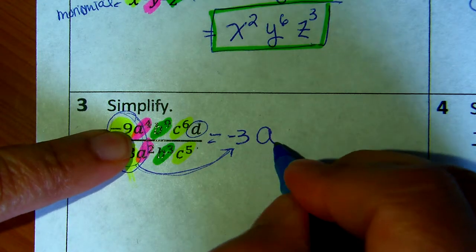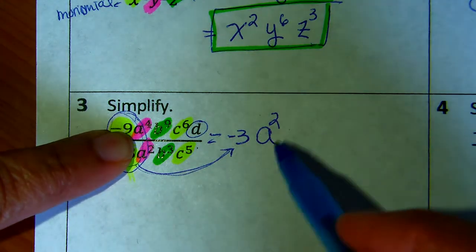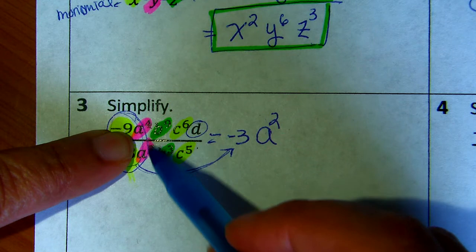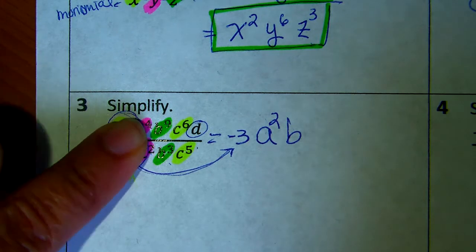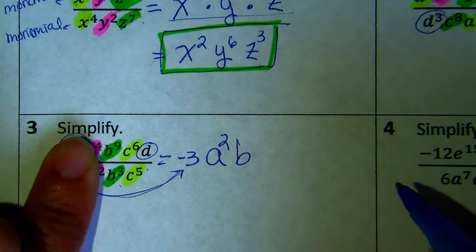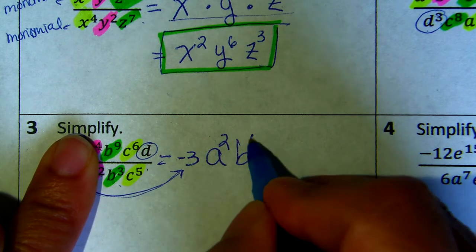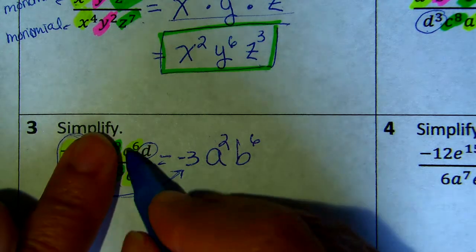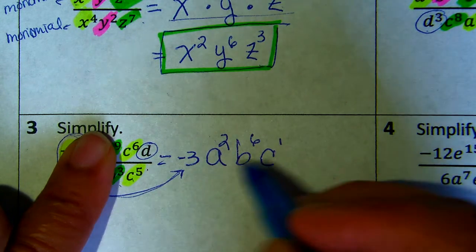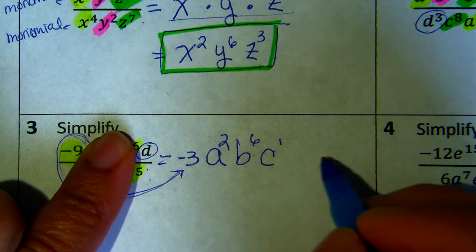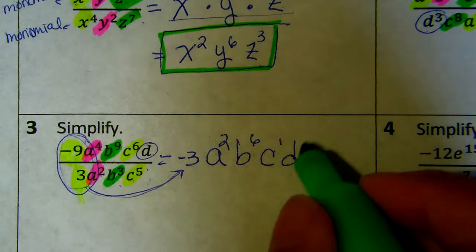The A, 4 minus 2, 2. Remember what I said? I was not going to write the subtractions anymore because I think we can do these subtractions in our head. For the B, 9 minus 3 gives you 6. Then let's move on to the C's. 6 minus 5, 1. And there's no other letter D over here in the bottom, so we just keep it right there. And this is your answer.